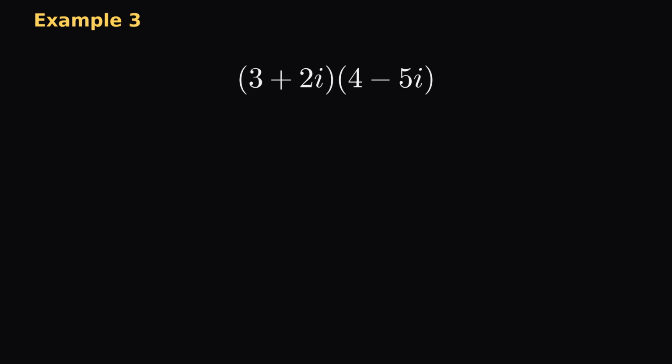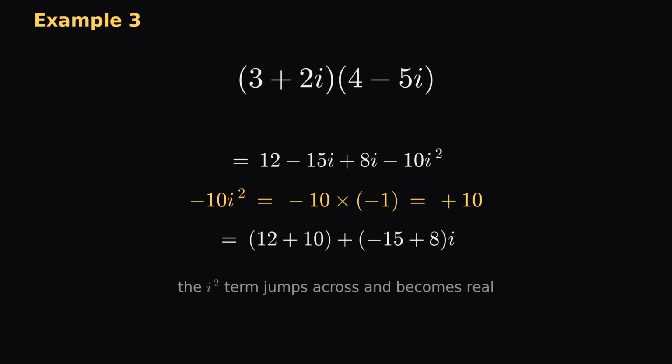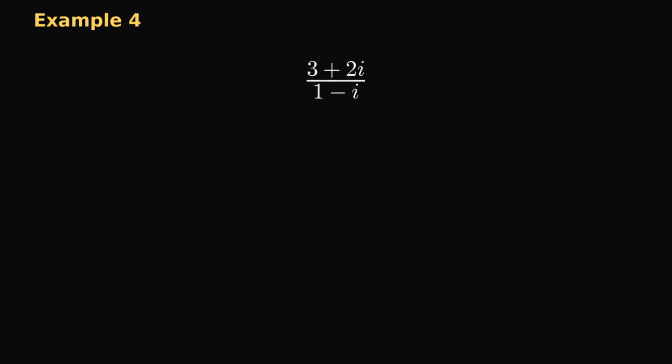Example 3. Multiply. 3 plus 2i times 4 minus 5i. Expand all 4 terms. 12 minus 15i plus 8i minus 10i squared. Now the last term is the one that matters. Minus 10i squared is minus 10 times minus 1, which is plus 10. So it jumps across and becomes real. 12 plus 10 is 22, and minus 15 plus 8 is minus 7. 22 minus 7i.